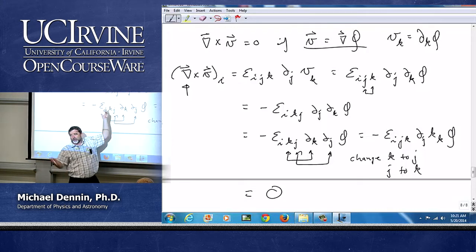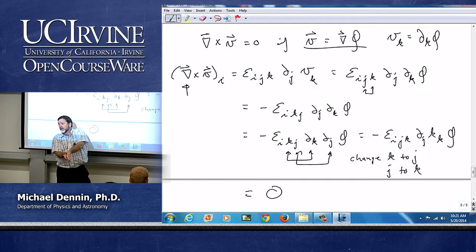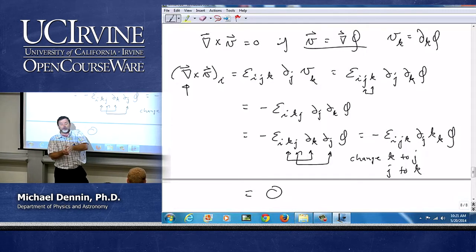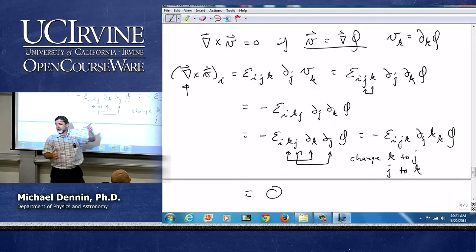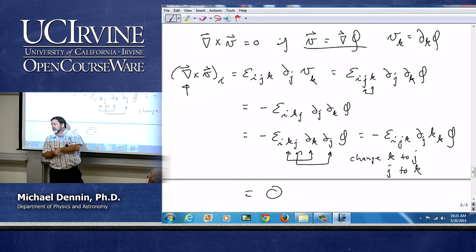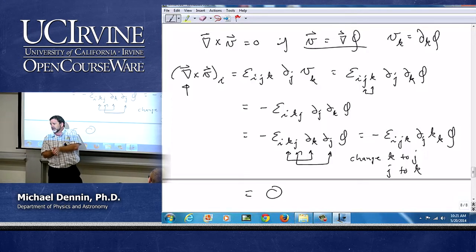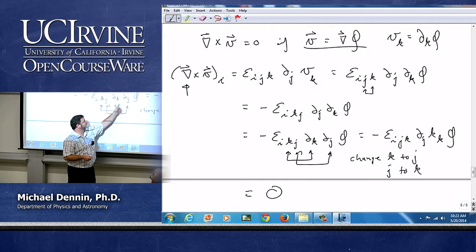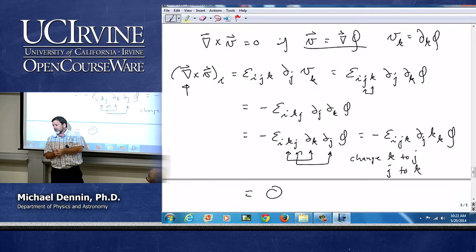But k is getting summed over. It disappears when the whole thing is done. So it can be any letter you want. You just don't want it to be another letter in your expression, because that would be confusing, because then you would think you're summing over it twice. So I can't arbitrarily turn j into k without calling k something different. But any index that is summed over can fundamentally have any name I want to give it.